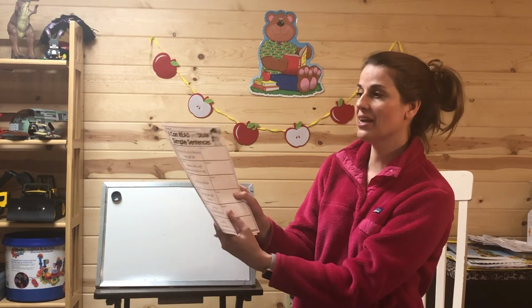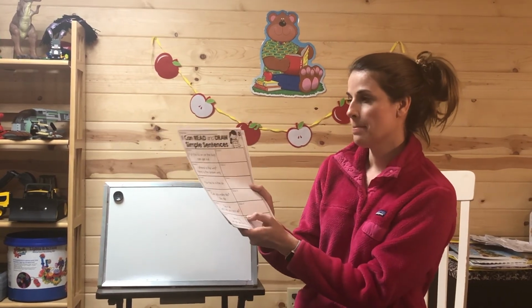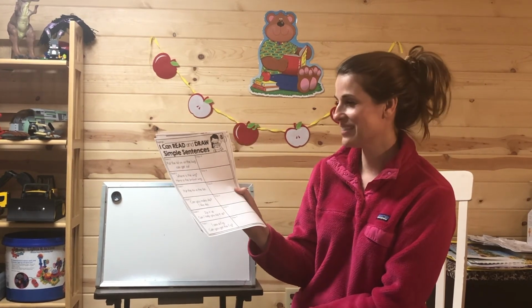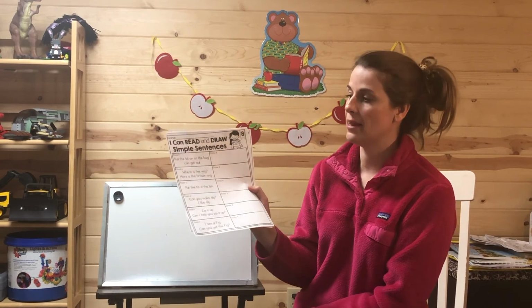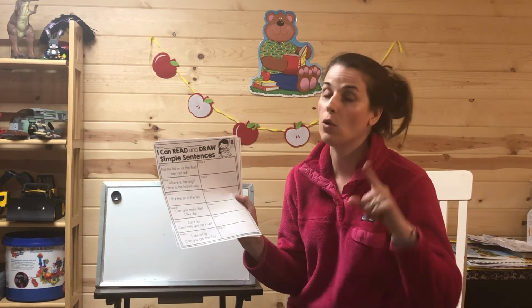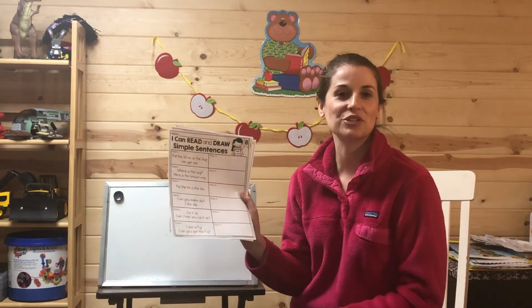And I can read and draw simple sentences. Okay. Read it. Draw me a picture. So one of them is put the tin in the bin. So you'd probably draw like a can of, maybe you like to drink Coca-Cola for a treat once in a while, pop, and then putting it in a trash can.